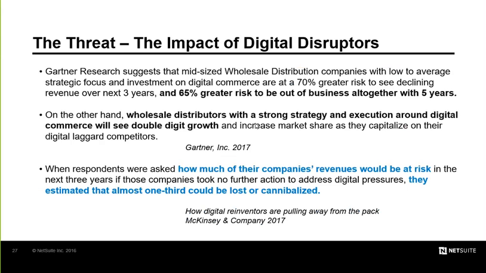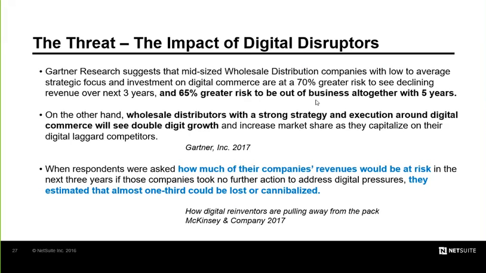And so Gartner, another third-party research firm, suggests that mid-sized wholesale distribution companies with low to average strategic focus and investment on digital commerce are at 70% greater risk to see declining revenues over the next 3 years, and 65% greater risk to be out of business altogether in 5 years. That is amazing, because there's a lot of wholesale distribution companies that are 50, 60, 70, 100 years old in the marketplace, and their industry is getting disrupted.